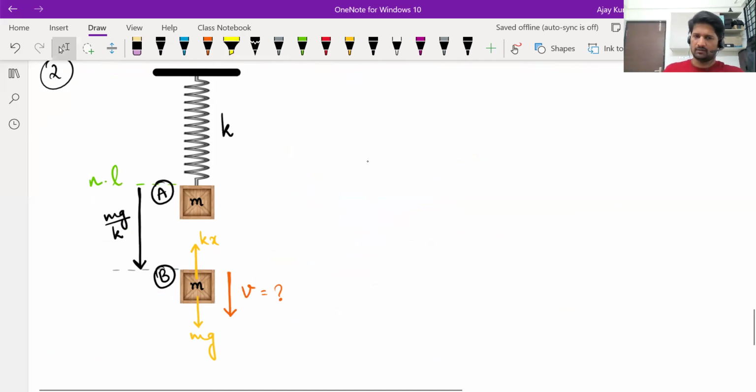Pawan, you only tell me, when the block is released from position A and it goes to position B, during that displacement, what all forces act on the block?